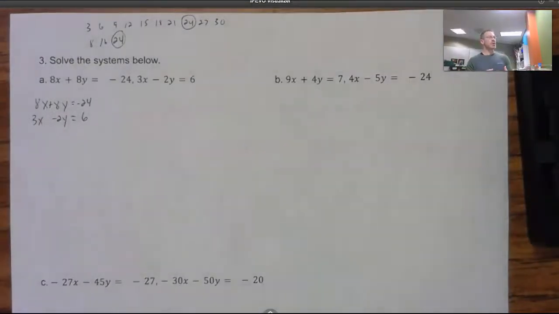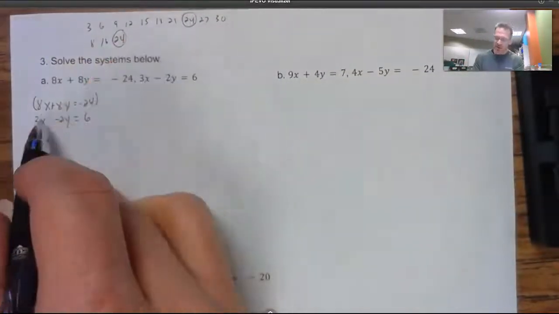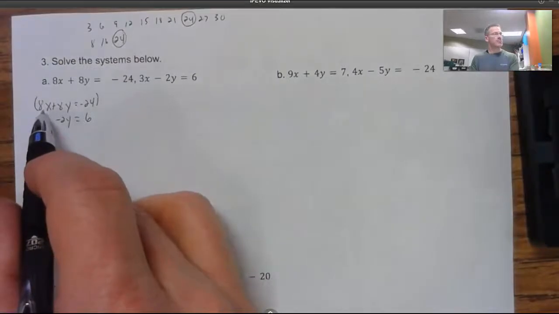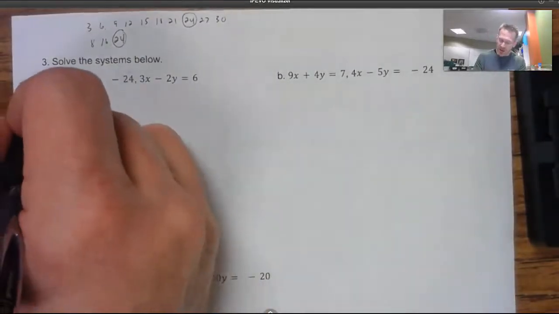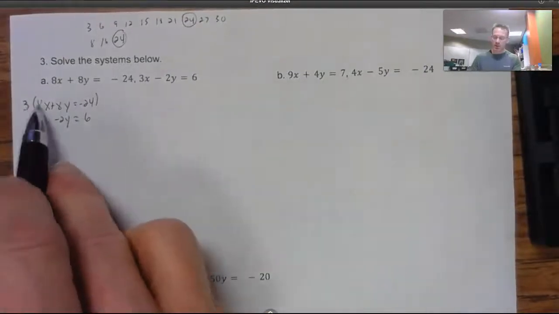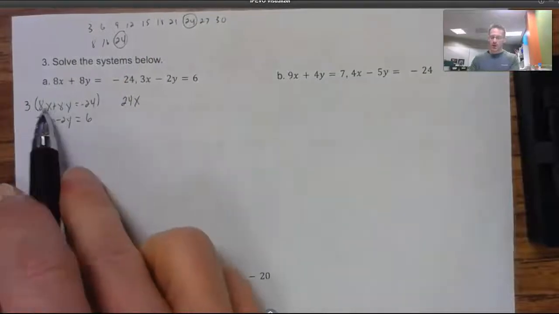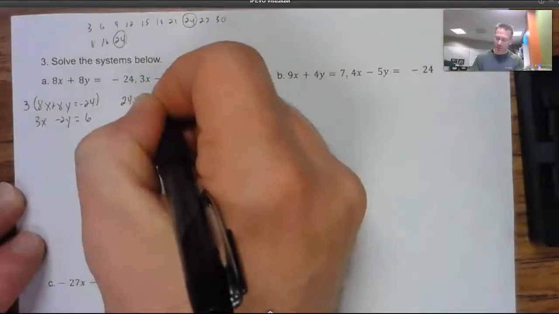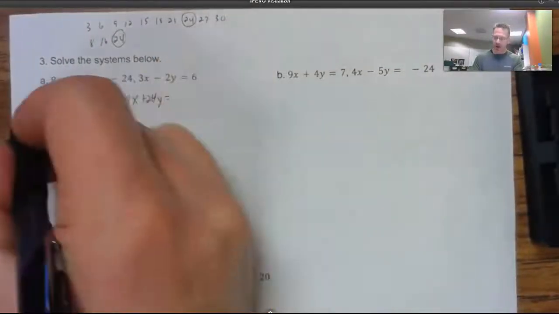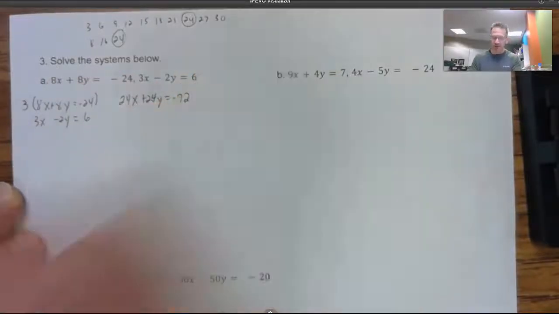So what I want to do is change this to positive 24x and negative 24x. So when I look at this first equation, if I have 8x, I want to make it a positive 24x, I need to multiply this entire equation by 3. All right, so let's do that. So 3 times 8x, that is 24x. Okay. 3 times 8y, that is 24y. And then 3 times -24 is -72.